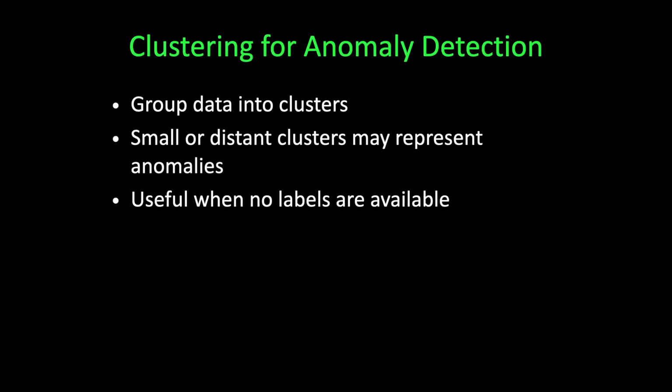Closely related to density-based methods is the use of clustering. Clustering means grouping data into clusters of similar items. In anomaly detection, clusters represent groups of normal data, and anomalies are the points that either don't belong to any cluster or form very small isolated clusters. For example, suppose you cluster network traffic by protocol, packet size, and timing. Those three features, you might find that web browsing, email, and video streaming form large clusters. But then there's a tiny cluster that represents unusual tunneling activity over DNS, the domain name system. That small cluster could be an anomaly worth investigating.